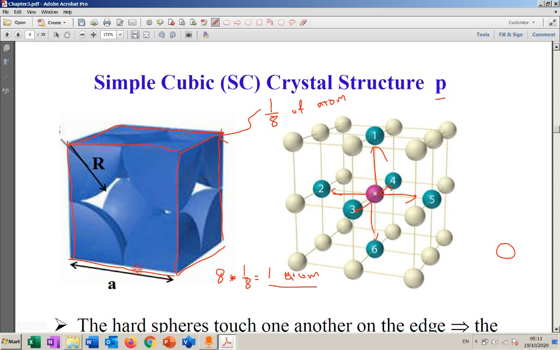Atoms are touching each other along the lattice parameter, the lattice parameter a, and there is a relation between the radius of the atom and the lattice parameter, because the atoms are touching each other along the edge. So the lattice parameter is equal to 2r, where r is the radius of the sphere of those atoms. If I know the element, I will know the radius. If I know the radius, most probably I know the atom.